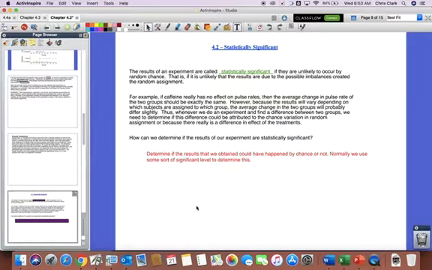Okay. Normally we have a significance level to determine that, and that's just a probability threshold. We used 5% in class. If there was less than a 5% chance that the results that we got happened in our simulation, then we would say that the experiment's results are statistically significant.